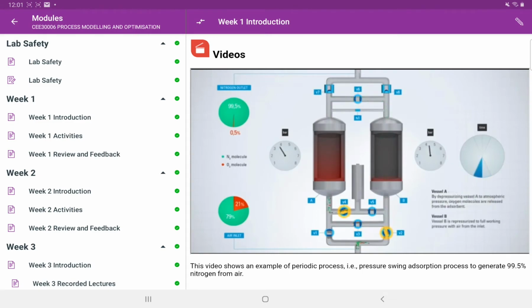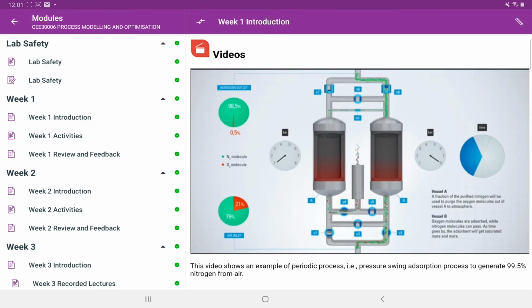Then after the equalization is finished, vessel A is being depressurized to release the oxygen molecules from the adsorbent into the ambient air, whereas vessel B is repressurized, but the outlet valve is not being opened yet. Now it's being opened again, so that at the outlet only pure nitrogen gas is generated. And the process will go on. The next one will be the equalizations and so forth.